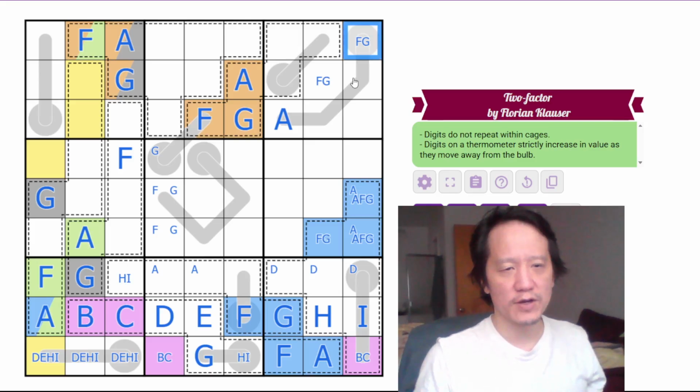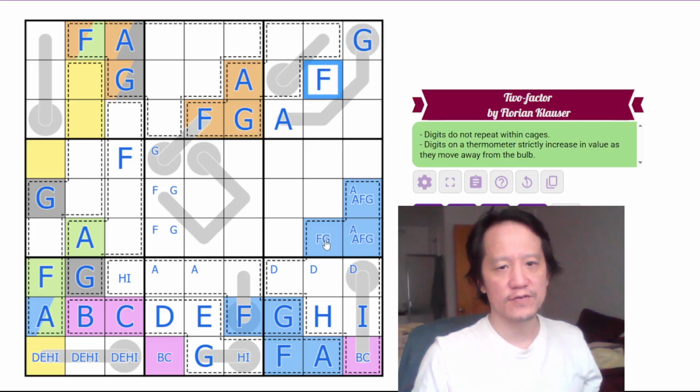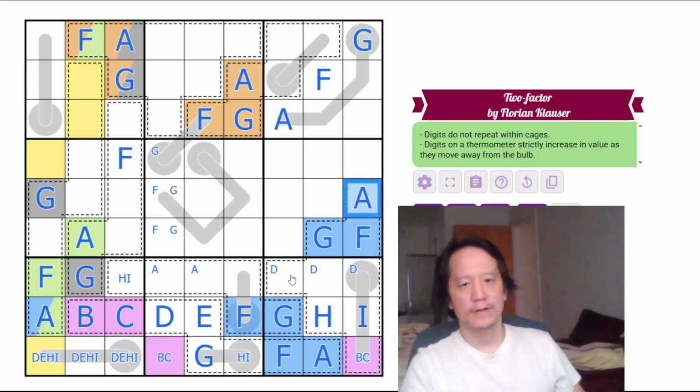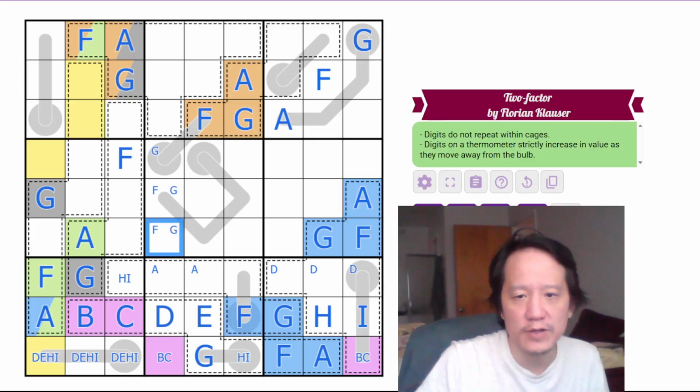Which means this can't be F. This is G. That makes that F. Which means this can't be F. This is G. This can't be G or A. So this is F, which makes that A. So F can't be here. F has to be here. G can't be here, so G has to be here.